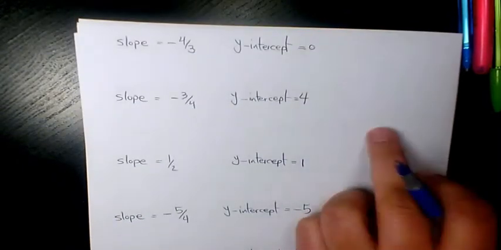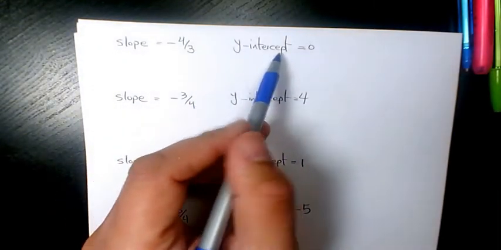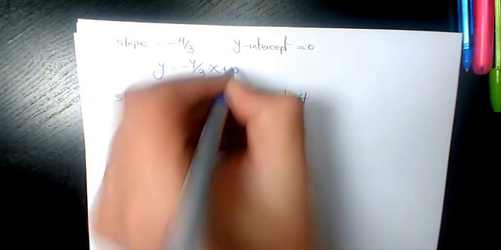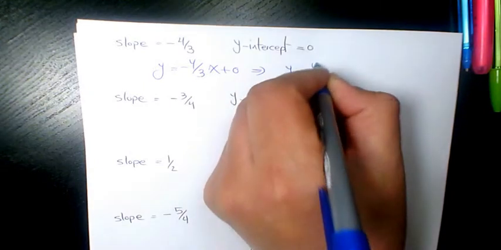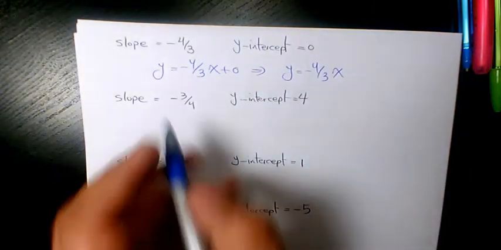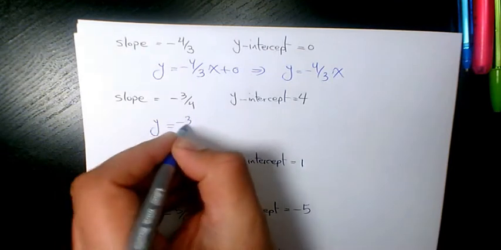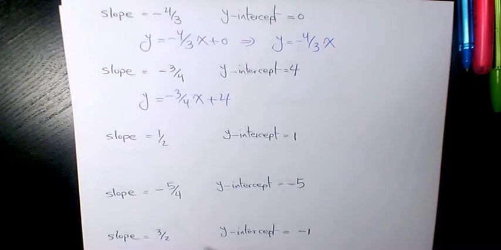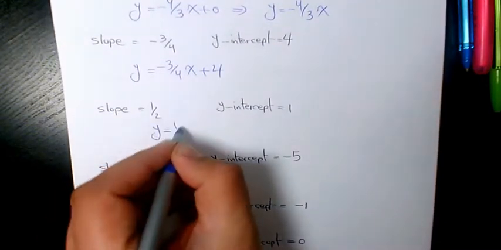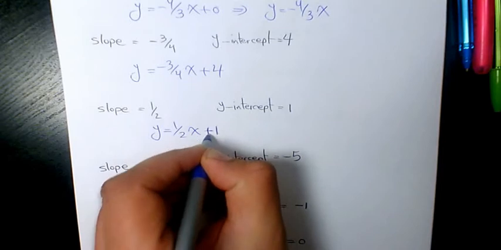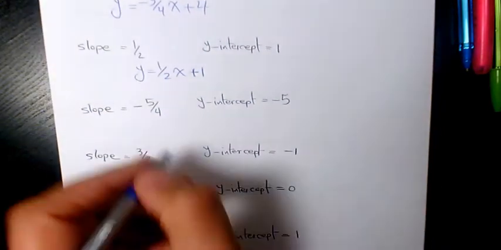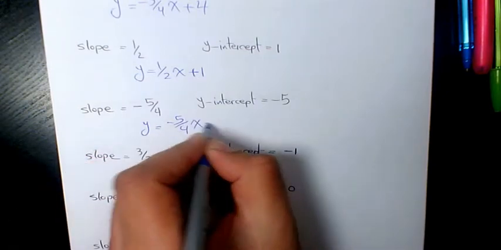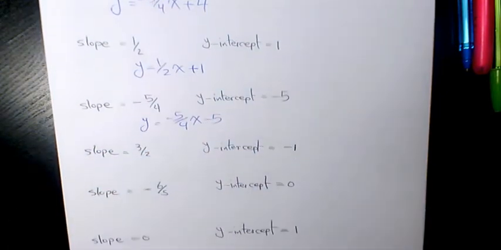Next example, the slope is -4/3 and the y-intercept is 0, so we have y equals -4/3 x plus 0, then it will be y equals -4/3 x. Next one, slope is -3/4, so -3/4 x plus 4. That's going to be the equation of the line. Next one is going to be 1/2 x plus 1, which is the y-intercept. Next one, the slope is -5/4, so m is -5/4, x minus 5, because that's the y-intercept.